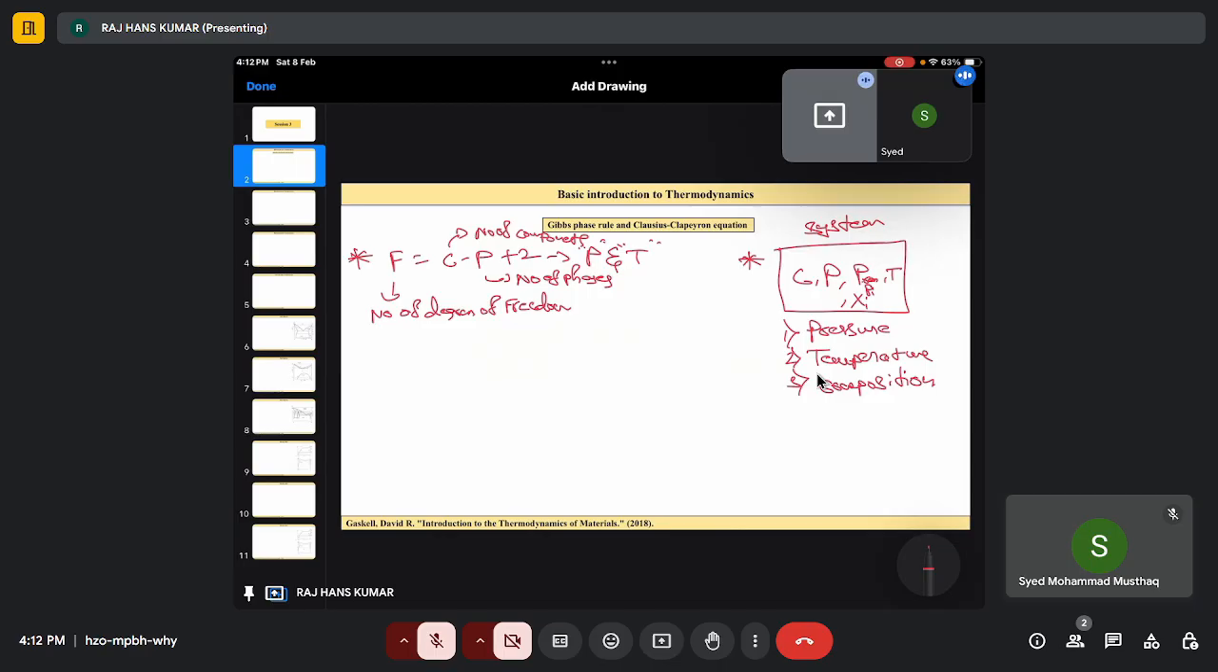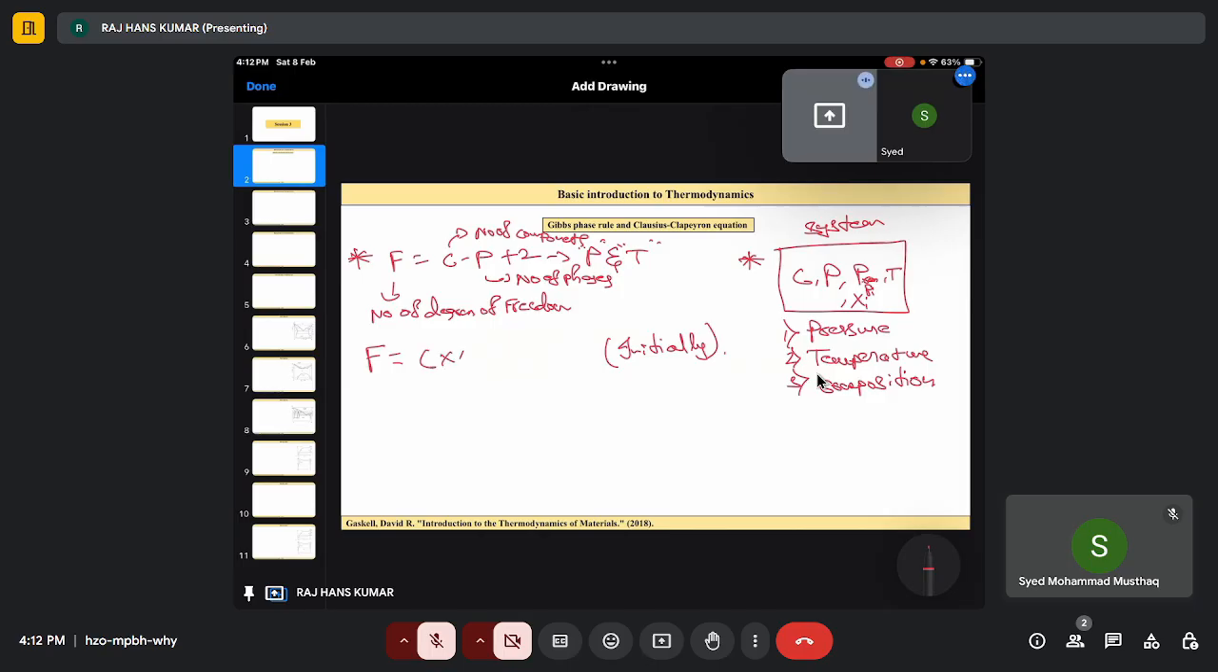So the number of degrees of freedom initially. I'm writing it for initially. I'm not applying any assumptions or any equations here. Initially, how many components are there? C. And how many phases are there? P. Now, how many degrees of freedom? C cross P.